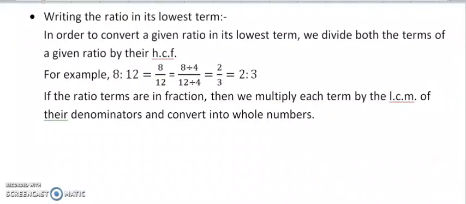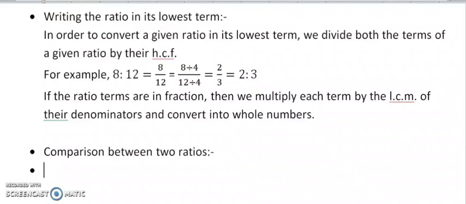Now comparison between two ratios. Okay, now how will you compare the two ratios?